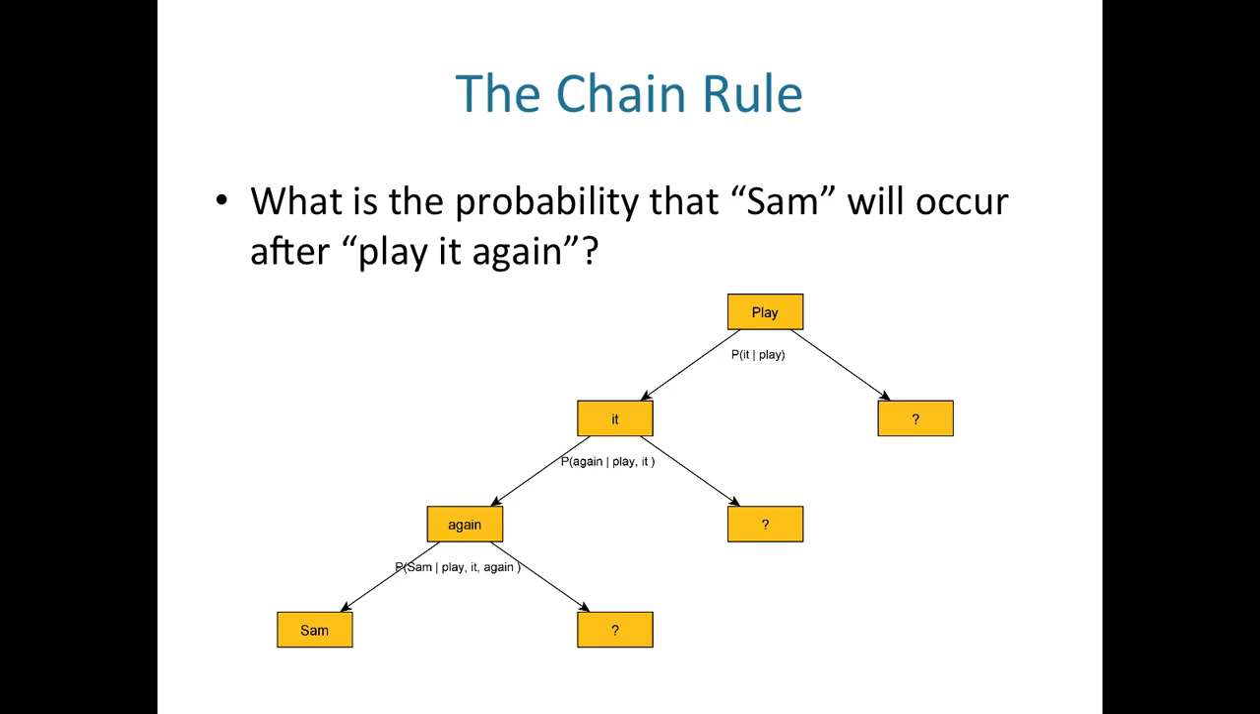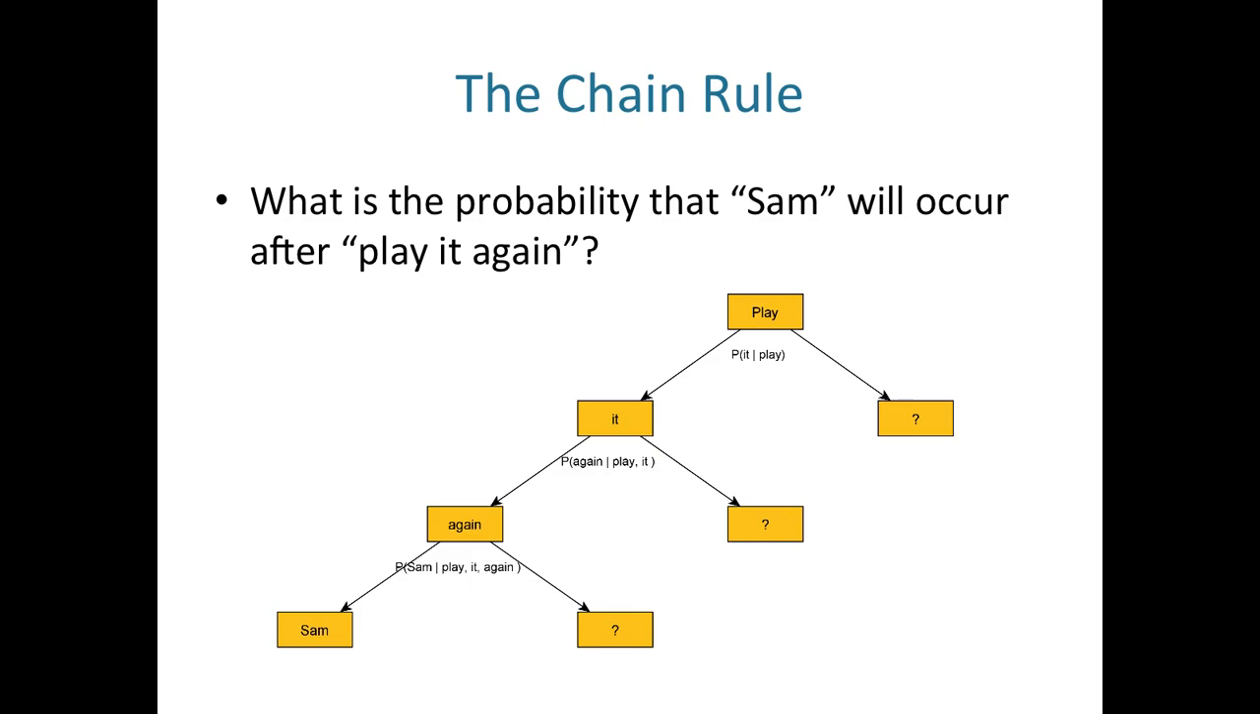Let's take a look at an example. We have this tree here that starts with play. What's the probability that, given that play happens in a sentence, it is going to happen? Then we go to it. What's the probability that, given that we know that play happens and it happens, again is going to appear in the sentence? And then if we go to again, what's the probability that, knowing that play, it, again are words that appear in the sentence, Sam is going to appear? So basically this is a tree that we build in order to understand the probability of different subsets of words.